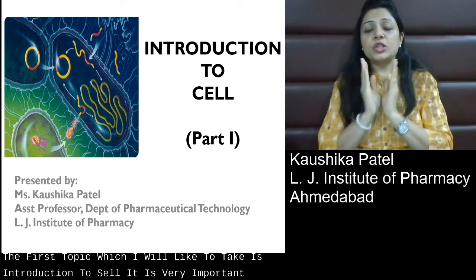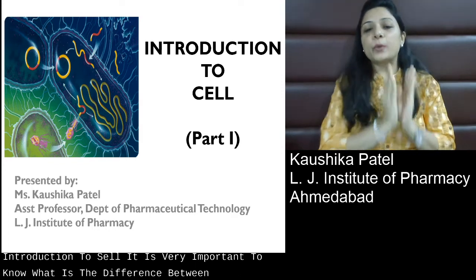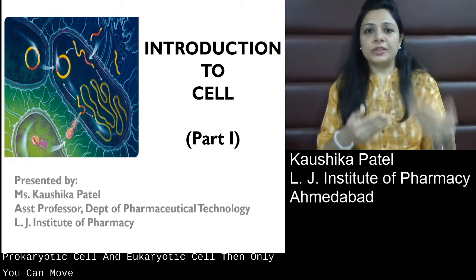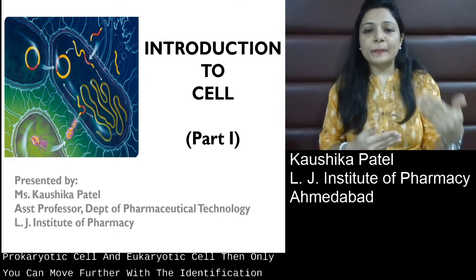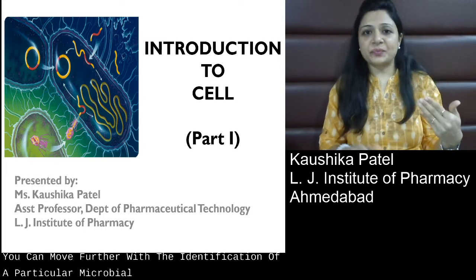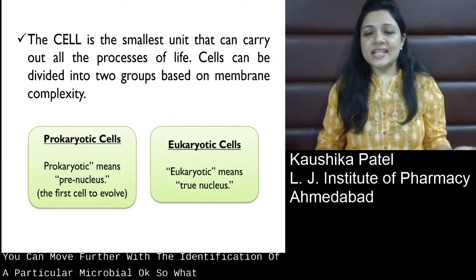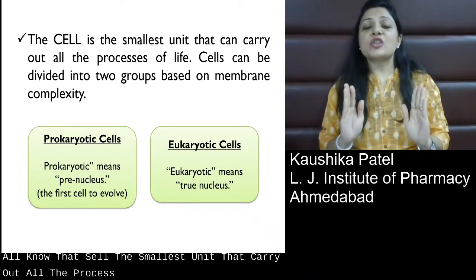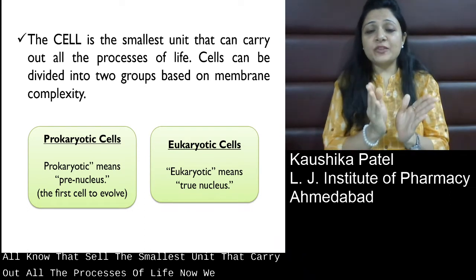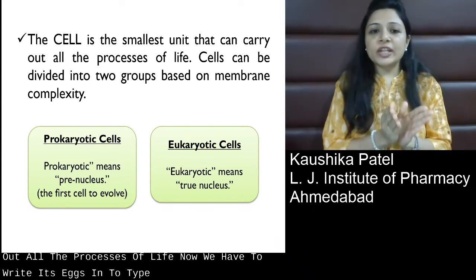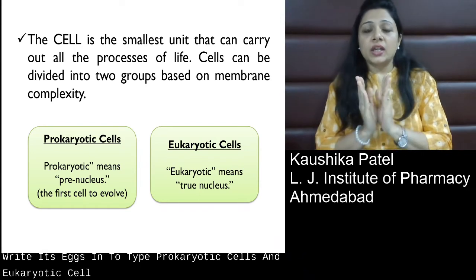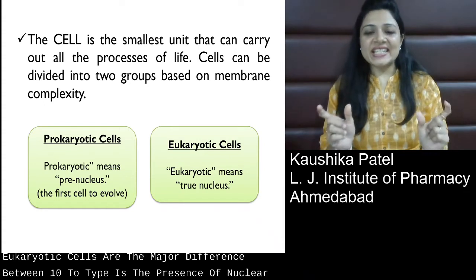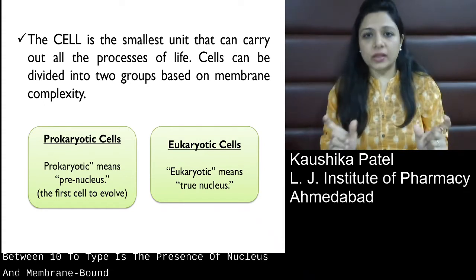It is very important to know what is the difference between a prokaryotic cell and a eukaryotic cell. Then only you can move further with the identification of a particular microbial cell. Okay? So, what is a cell? We all know that a cell is the smallest unit that carries out all the processes of life. Now we have divided cells into two types, prokaryotic cells and eukaryotic cells. Now the major difference between these two types is the presence of nucleus and membrane bound organelles.